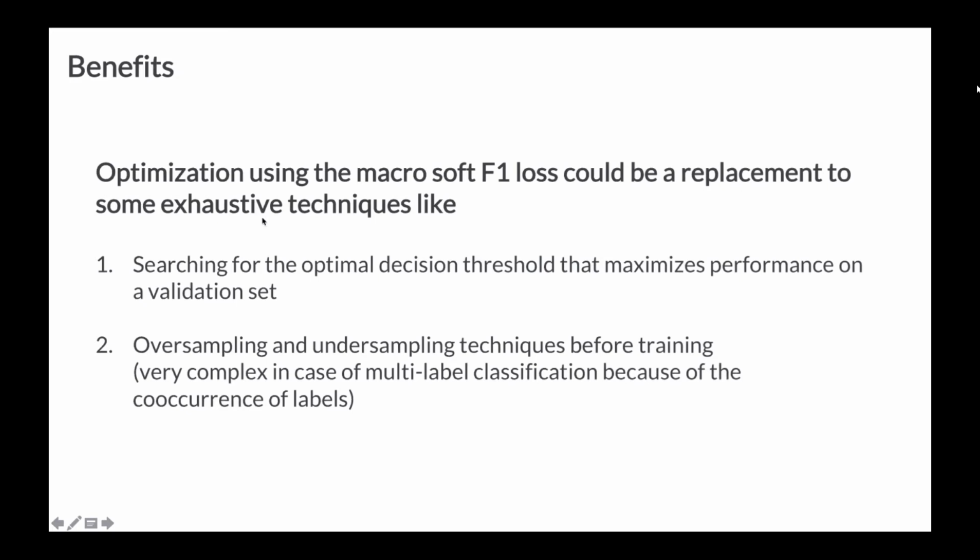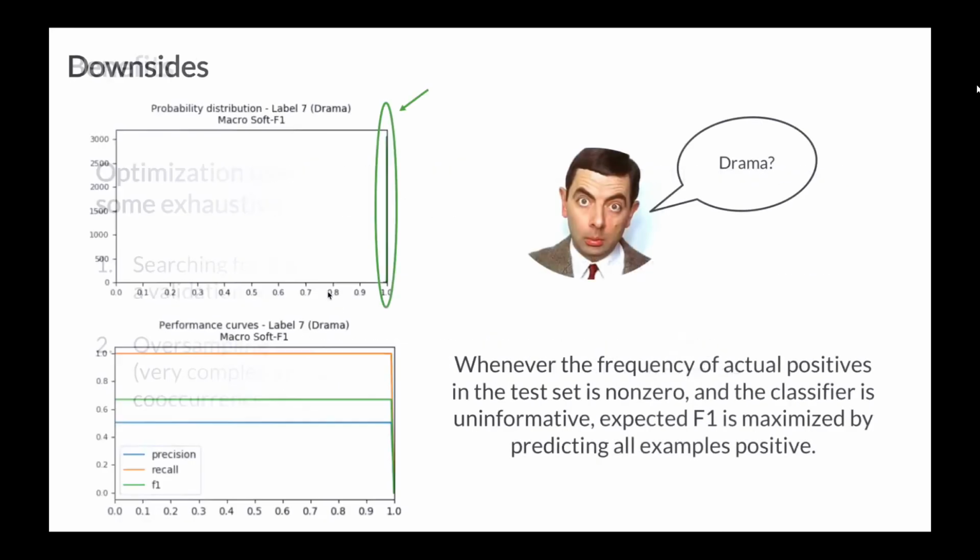So the benefit of that is that optimization using the Microsoft F1 loss could be a replacement to some exhaustive techniques commonly used, like searching for the optimal decision threshold on a validation set, or oversampling and undersampling techniques like we used before training. For multi-label classification, it's very hard to do that because of the coherence of labels. We still have some downsides.